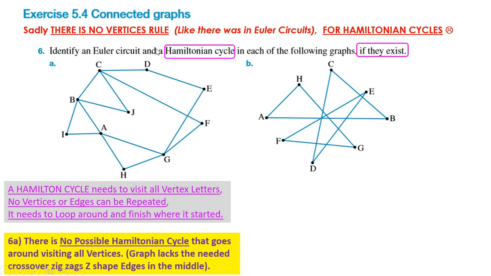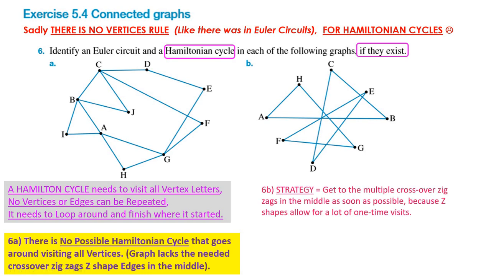Now, to do a Hamiltonian, you need a lot of crisscross kind of zigzags in it, which this one doesn't have. That's a property which makes it kind of impossible to do a Hamiltonian cycle. Now, this one here has a lot of zigzags and crossovers, so it's pretty likely we should be able to do a Hamiltonian cycle for that shape. So the strategy is to get to all of these multiple zigzag crossovers in the middle as soon as possible, because Z shapes allow us to do a lot of things.